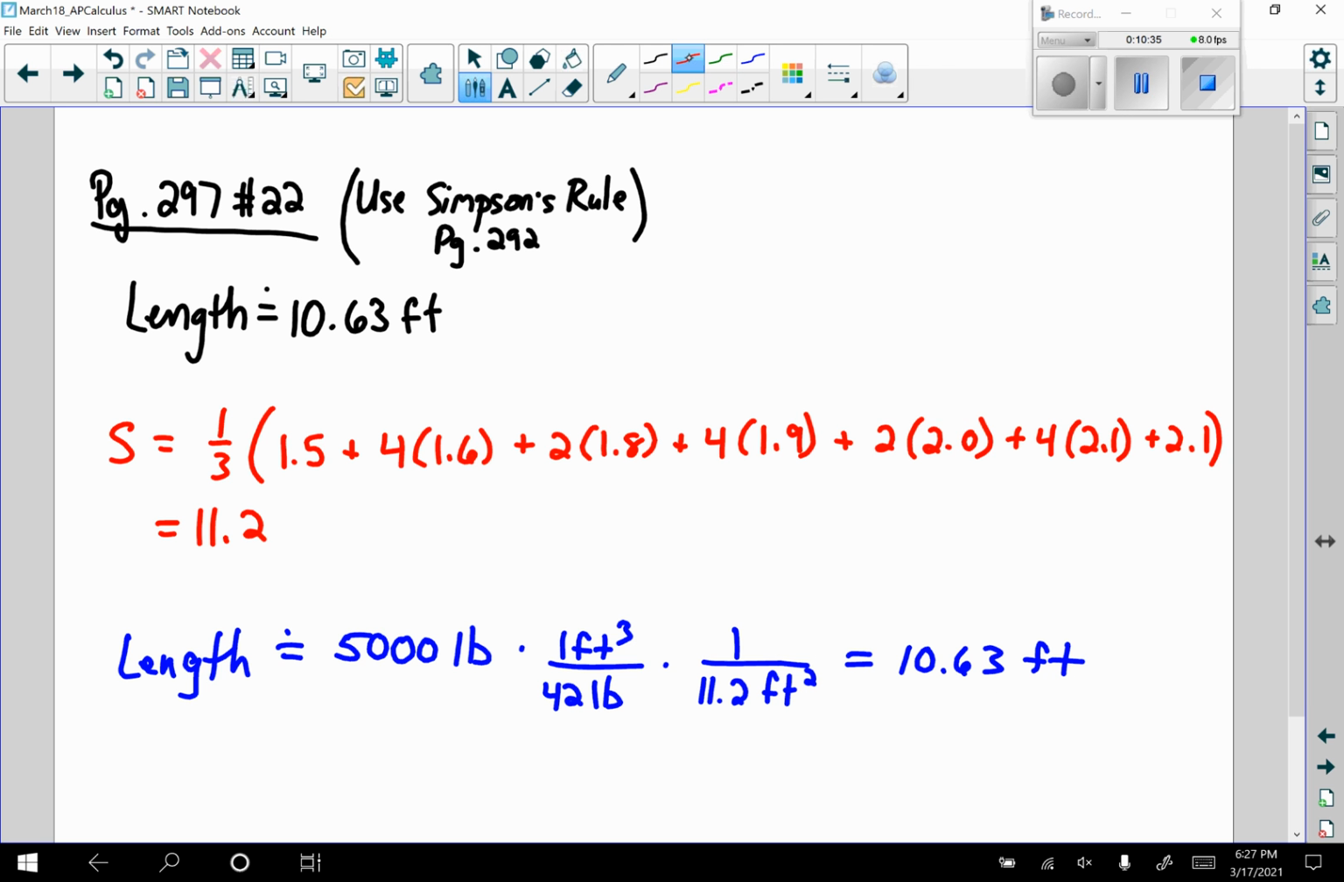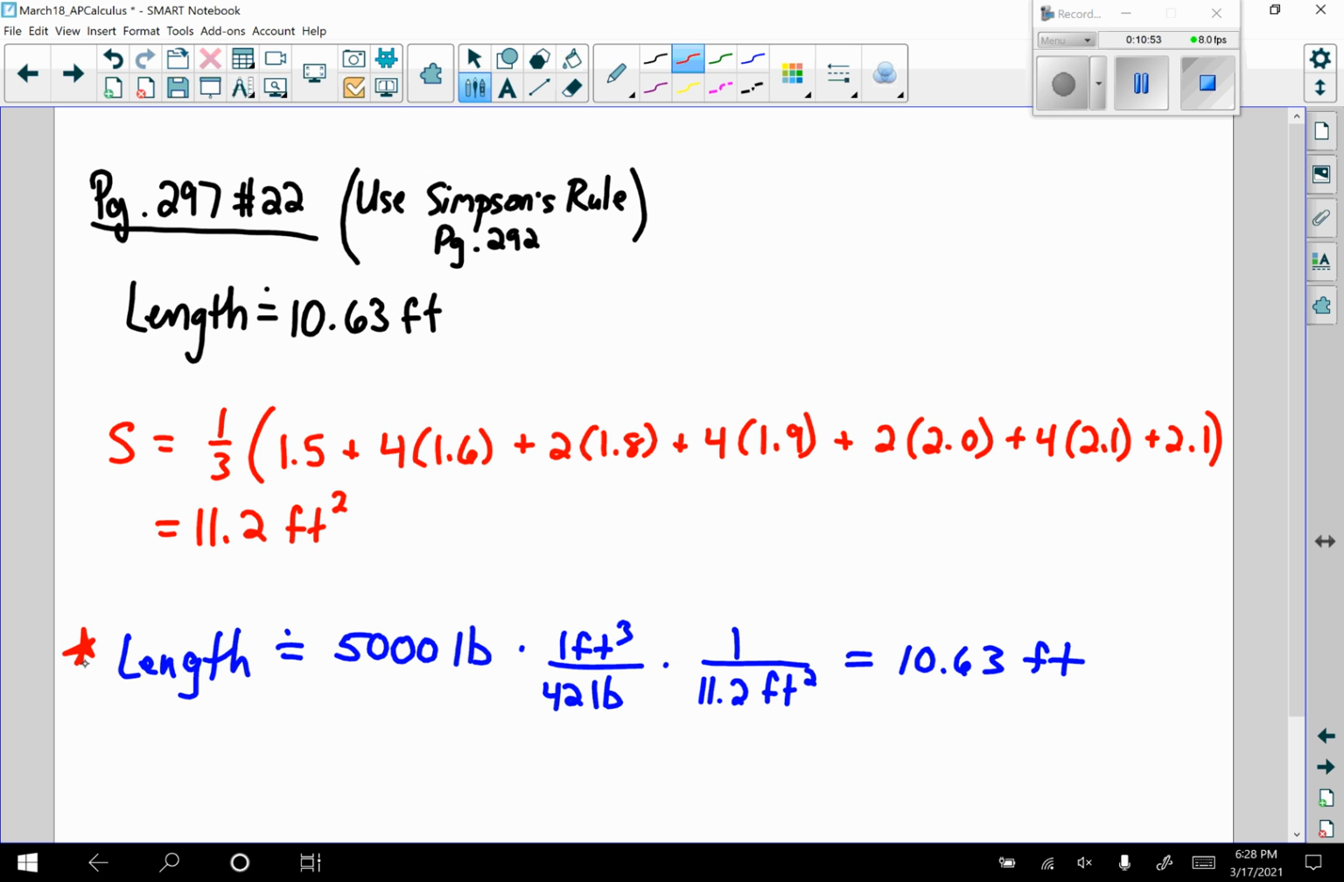This is the area that we found, and then we would divide by the 11.2 square feet. So now we're just ending up with the 10.63 feet. So regardless of whether you use Simpson's rule or the trapezoidal rule, you'd still have to do this part of it.